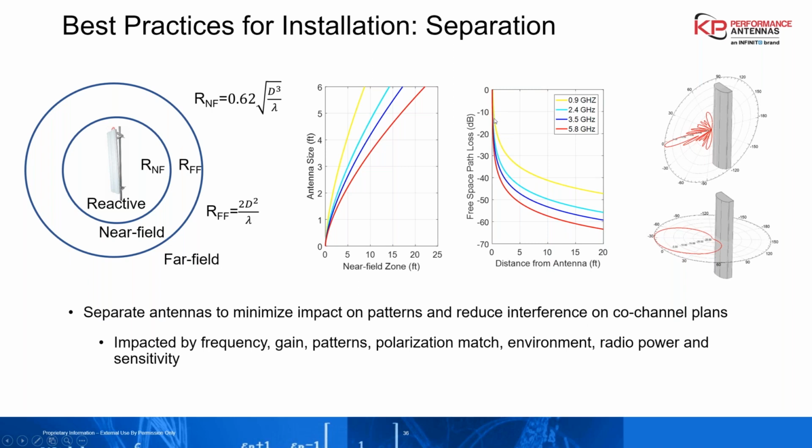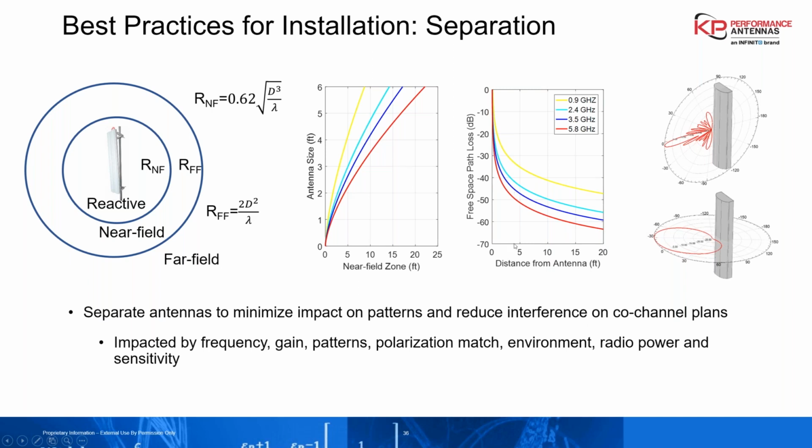So we can see here that as the frequency increases, sorry, let's start here on the left side. As the frequency increases from yellow, 900 megahertz, to red, 5.8 gigahertz, the near field zone decreases. So what does that mean? Nope, it increases for an antenna of fixed size. So if you have, here we go, an antenna of 2 feet size, the near field zone goes from 1 foot to 5 foot. So that means for a high frequency antenna, you have to end up putting it a little bit farther away to be out of the near field zone.